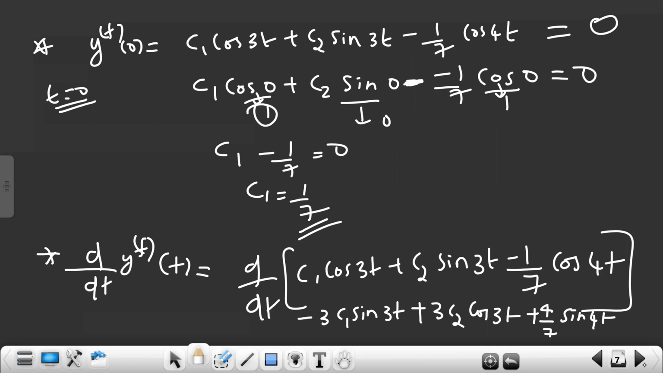Is it clear? Yes, sir. I think it is not clear. You go back and check the natural response output. What did you get? It was C1 cos 3t plus C2 sin 3t. So that only I took here. This was your natural response. This is your forced response, I mean, the particular solution. In that, I put t equal to 0. So what happened? This becomes 0. From that, I got only C1. I didn't get C2. That is why.